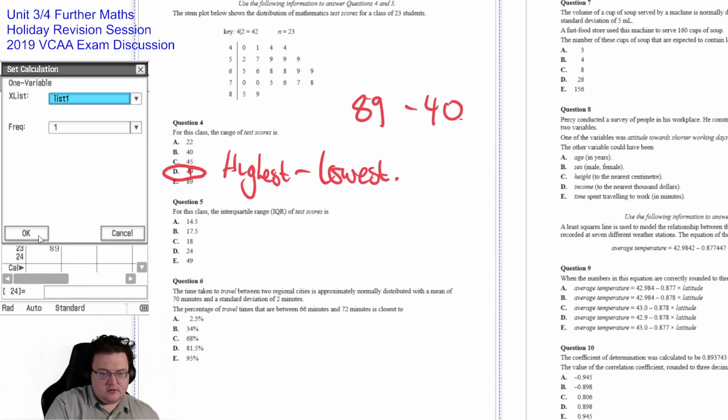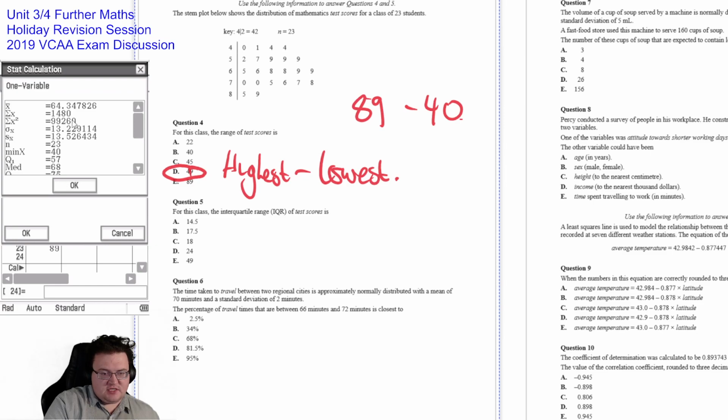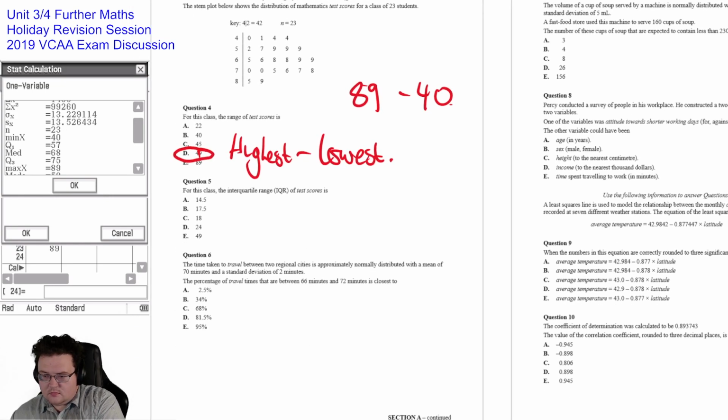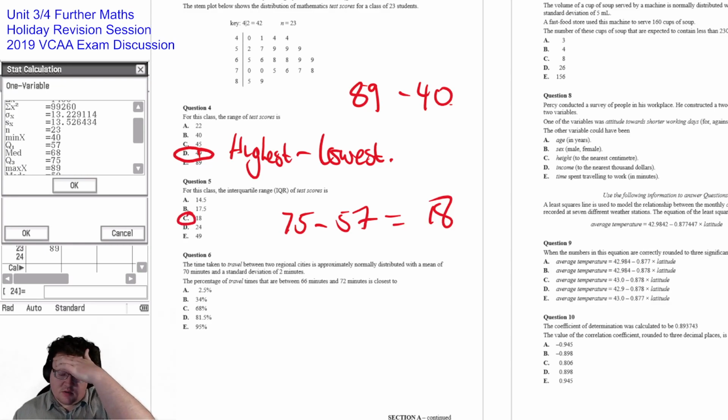Calc, one variable, and it brings up this. So I've got here Q3 is 75, Q1 is 57. And so what is 75 minus 57? Well, that's 18. Now, remember, there are other ways that you could have gone about doing it without entering it into the calculator.